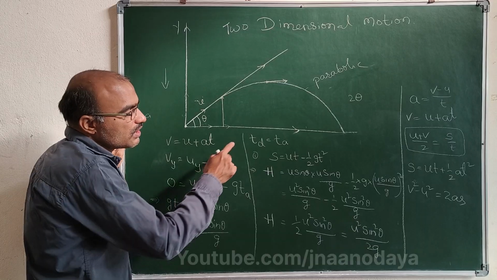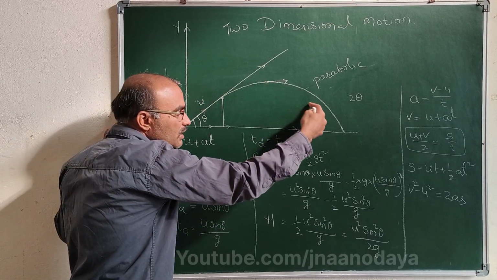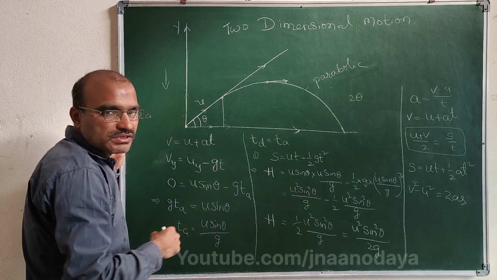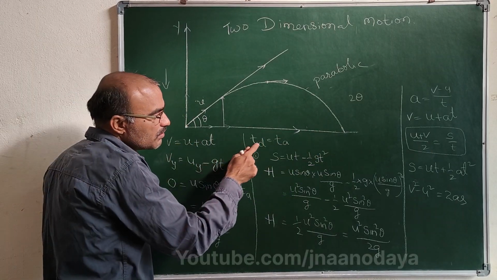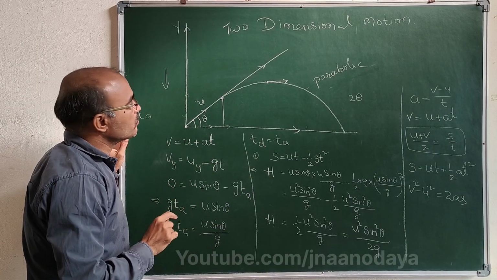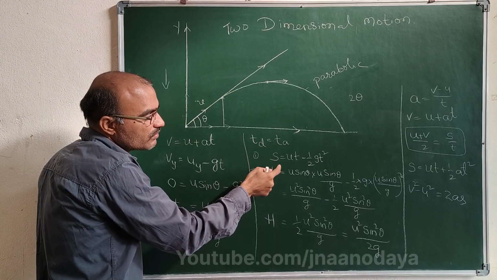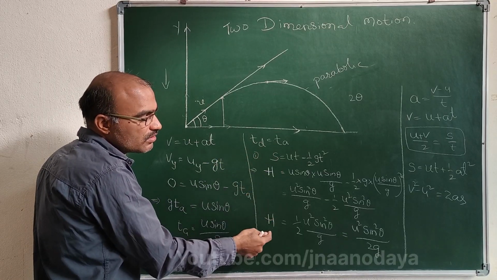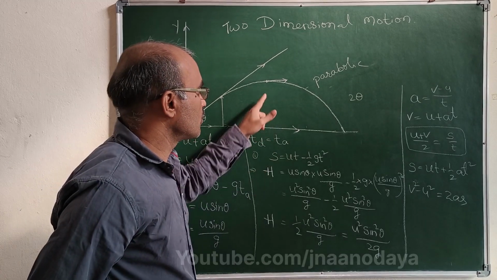Moreover, time of descent: from the maximum height to reach the ground again, some time is required for the object. That is called time of descent. By uniformity you can say time of descent and time of ascent will both be the same, but we have to prove that. Before that, first of all we calculate the maximum height reached by the object. So how to calculate the maximum height?